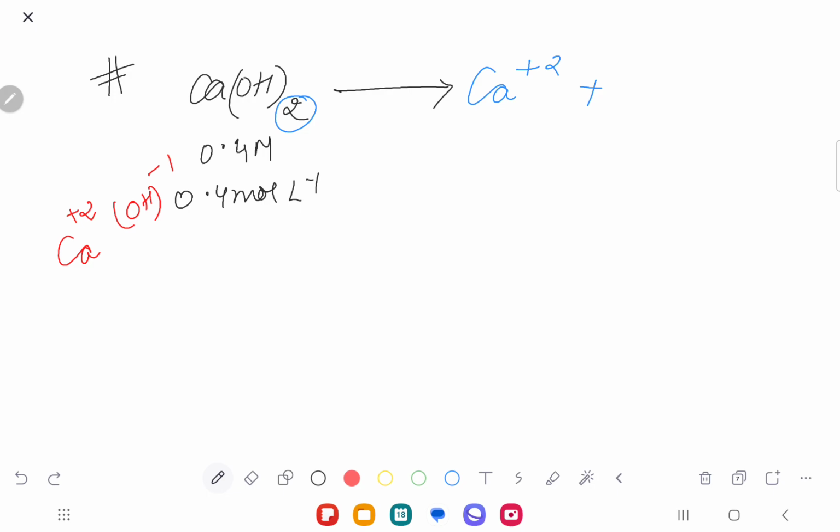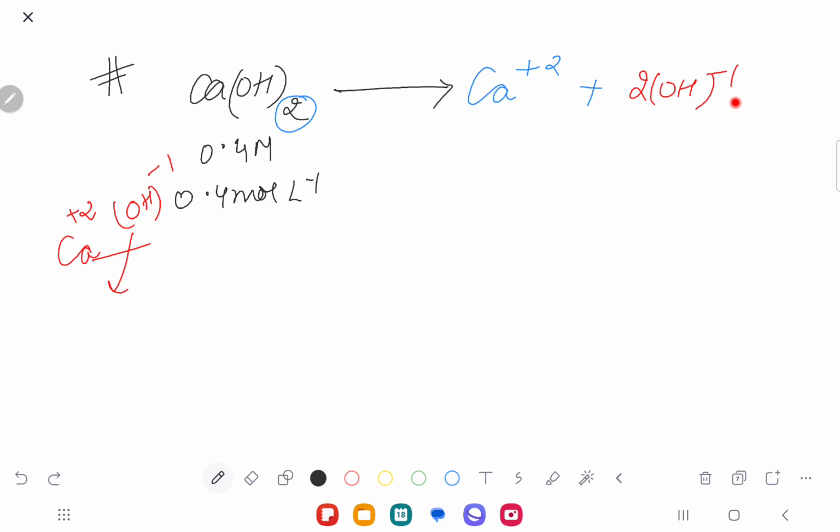So I hope you're understanding what we are going to get: Ca(OH)2, so 2 times OH negative. Because to balance 1 calcium 2+, we need 2 OH minus. Any doubts on this? And that is the concept.